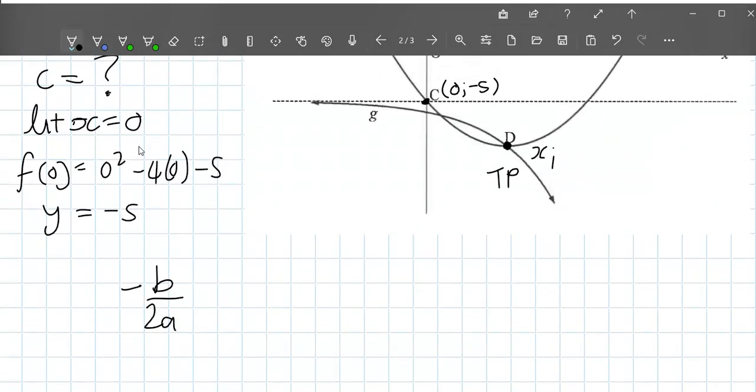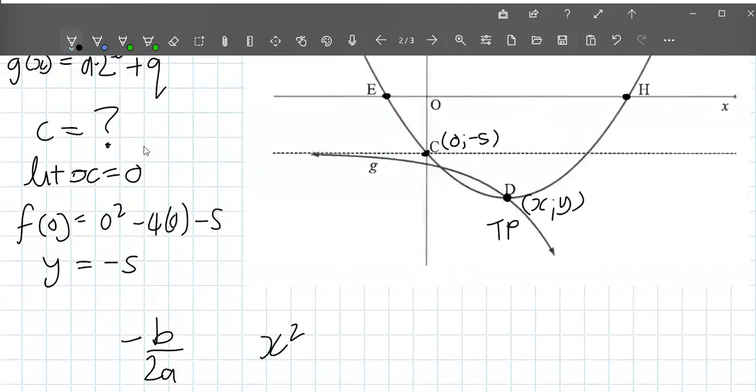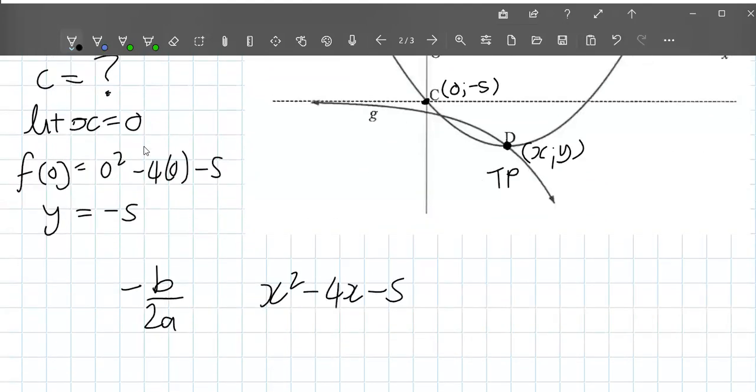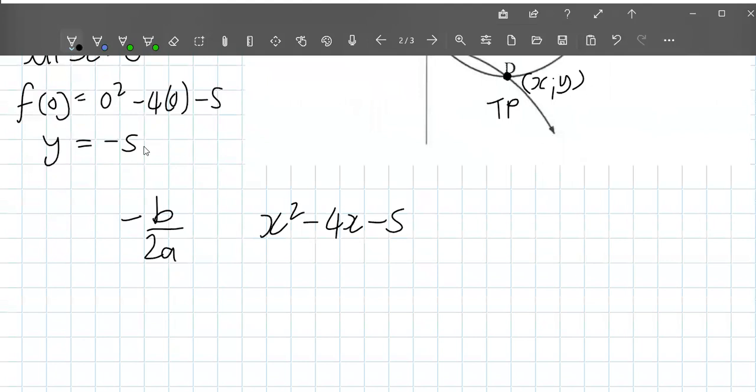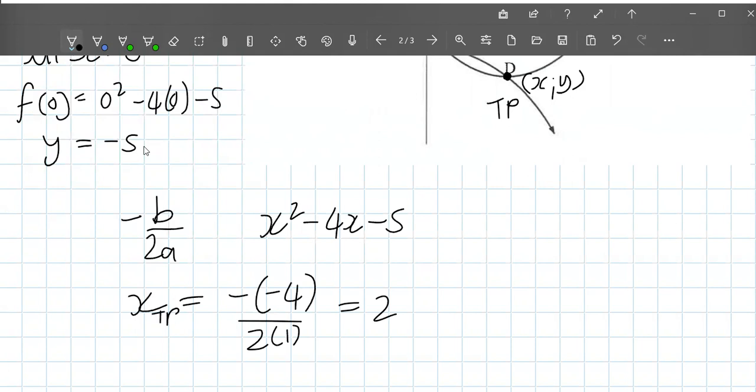So there's some sort of xy over here. In order to find that x, we use minus b over 2a. Just make sure that your function is in standard form. So we had x squared minus 4x minus 5. Minus b over 2a would be minus minus 4 over 2 times 1, and that would be plus 4 over 2. So it'll be equal to 2. This will be to get the x of the turning point.